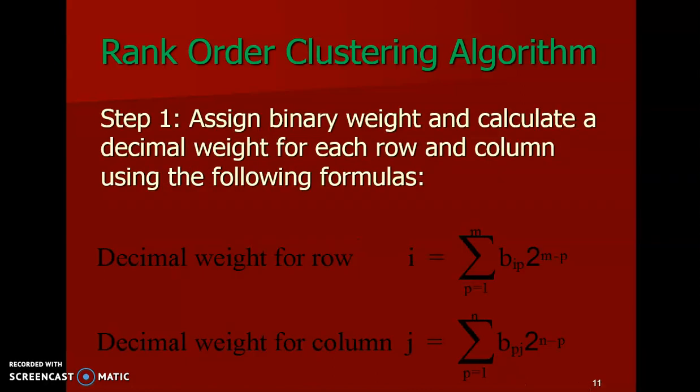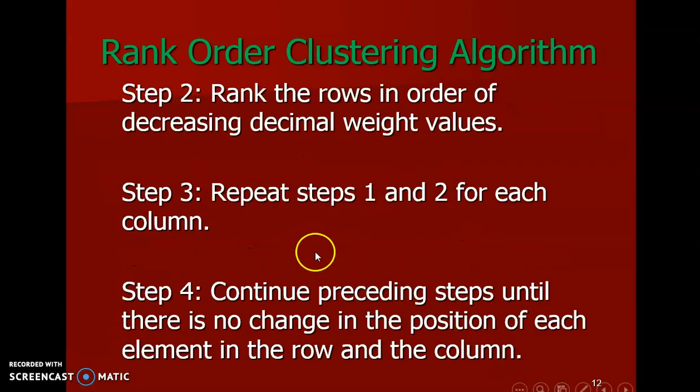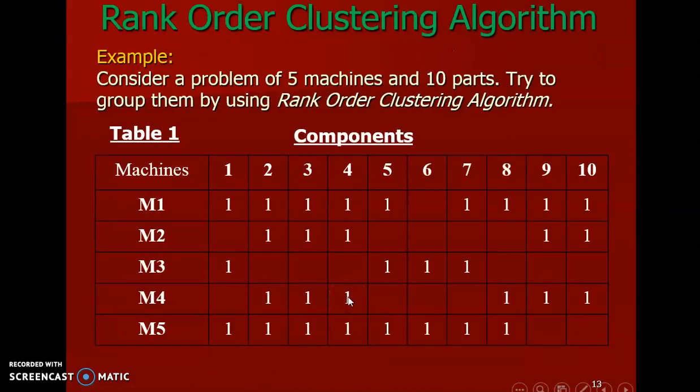This rank order clustering has 4 different steps. Step number 1, giving the binary weight for the respective rows and columns. Step number 2, rank the rows in order of decreasing decimal weight values. Step number 3, repeat the steps, that is, giving the binary weight and ranking the rows. Step number 4, continue the preceding steps until there is no change in the position of each element in the rows and columns. So let's look at an example.